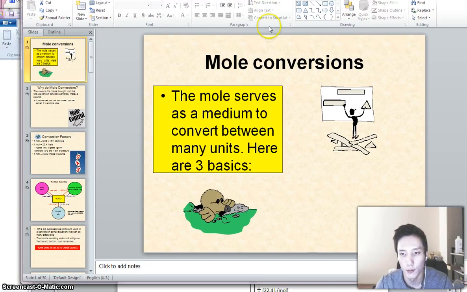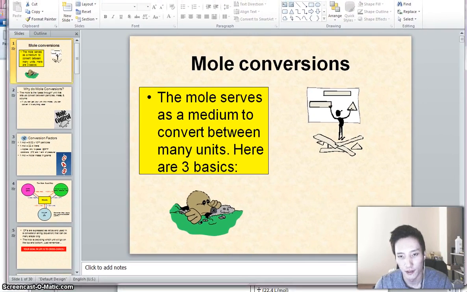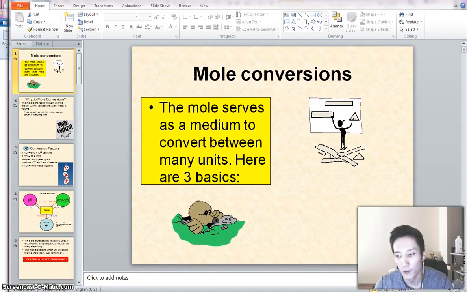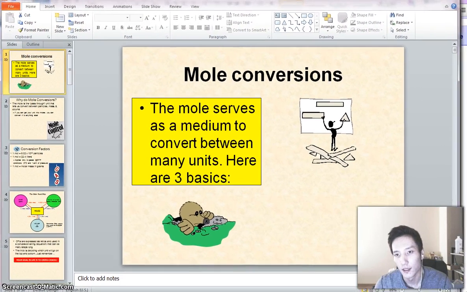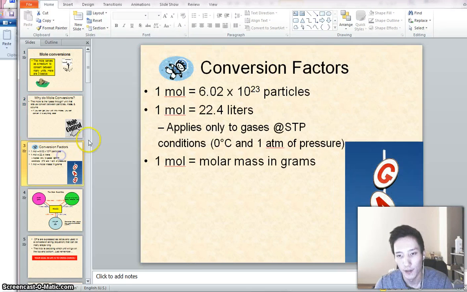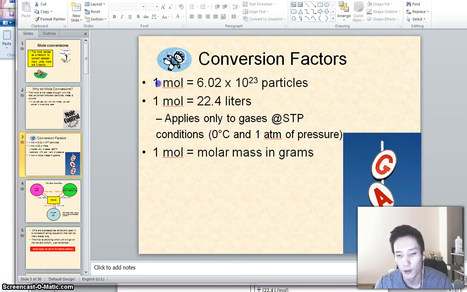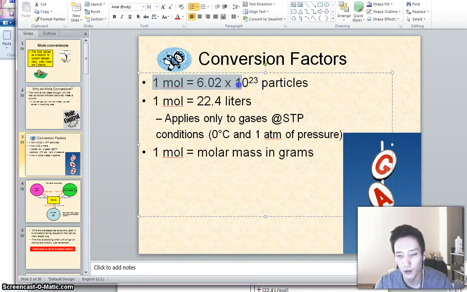We also did this today, mole conversions. So we know that moles are really important because it's the bridge, it's the gap to happiness, right? It helps us to convert things and do a lot of other cool things. Okay, it's a pass-through unit, and here are the conversion factors. Two of these we already know, and one of them is new. One we already know is that 1 mole is equal to 6.022 times 10 to the 23rd particles.